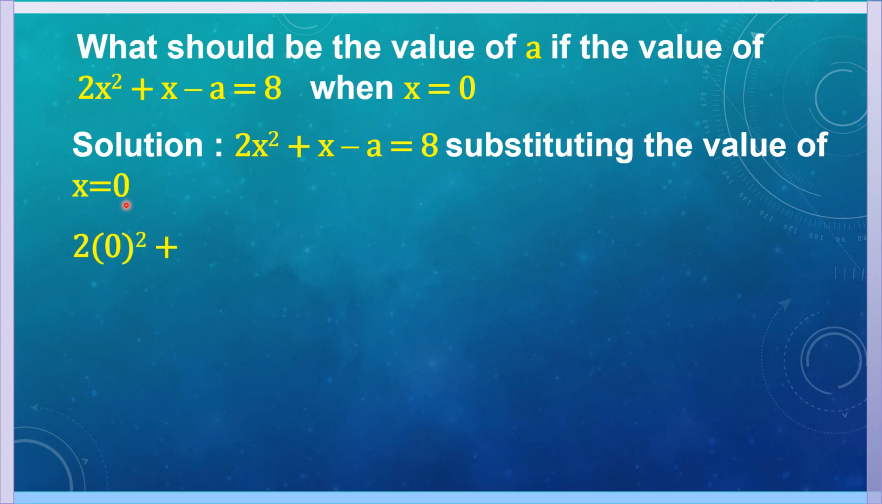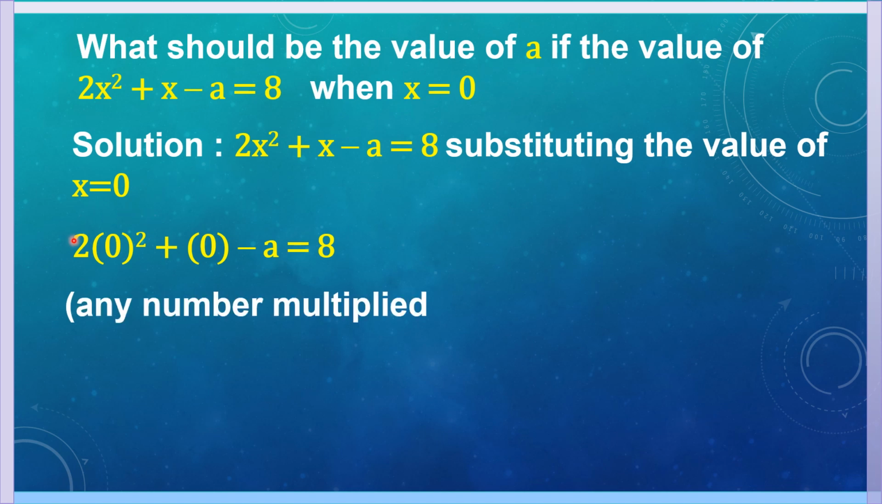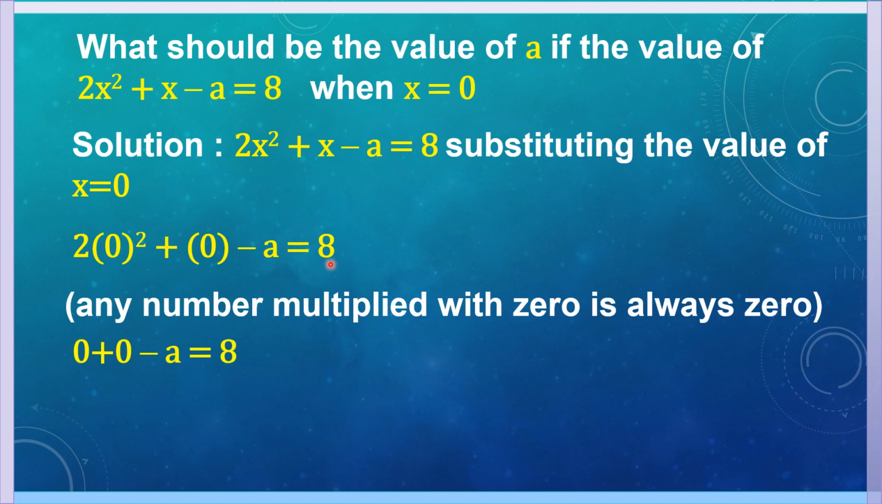2 into 0 square plus 0 minus a is equal to 8. 2 into 0 square means 0 only, because anything multiplied with 0 is 0 only. 0 plus 0 minus a is equal to 8. Therefore, a is equal to minus 8.